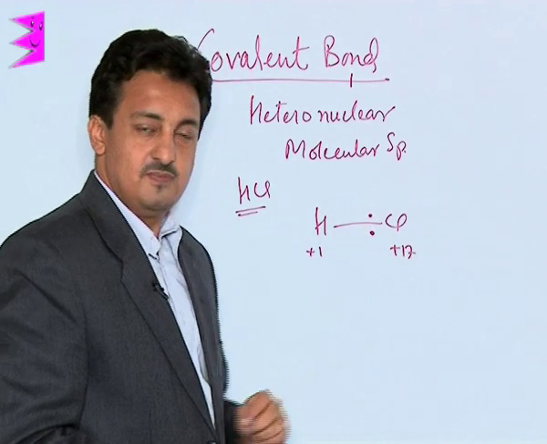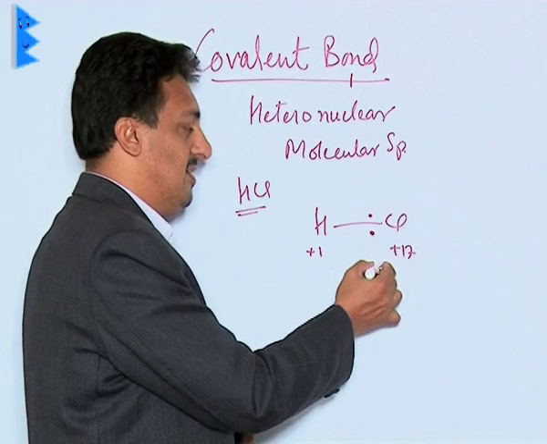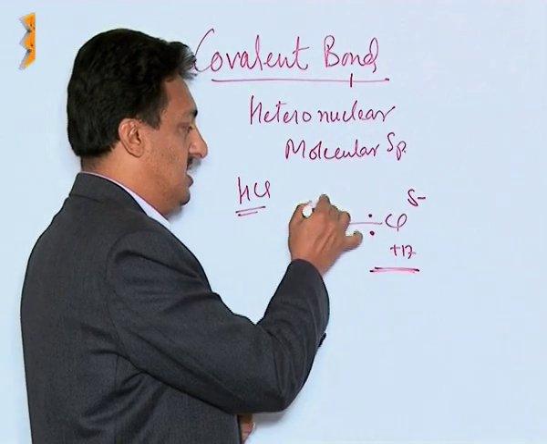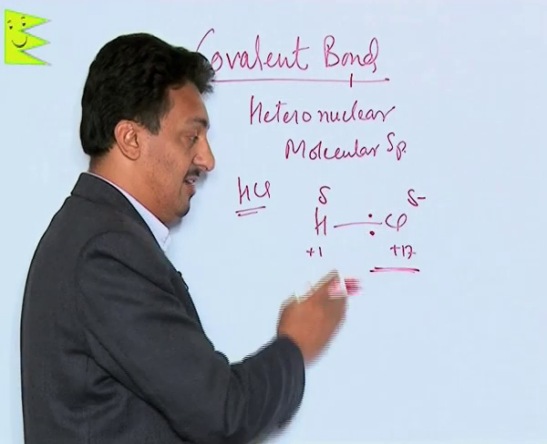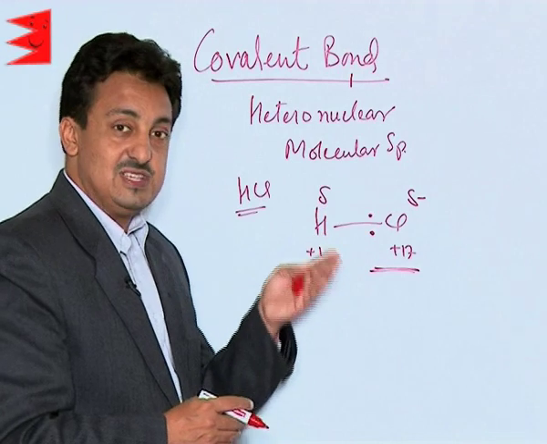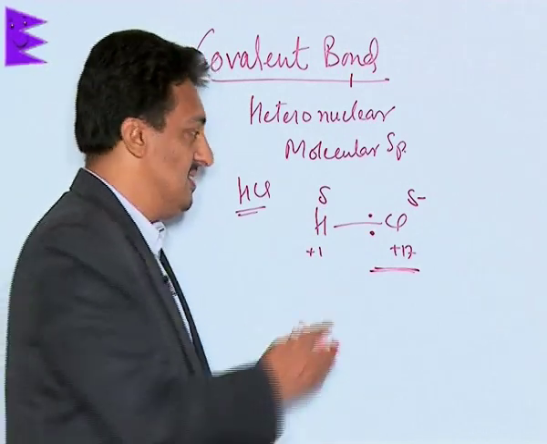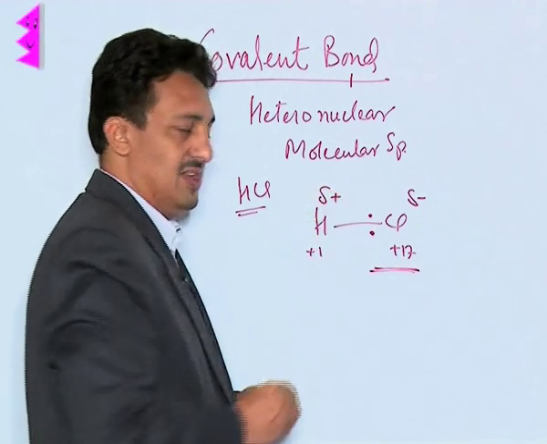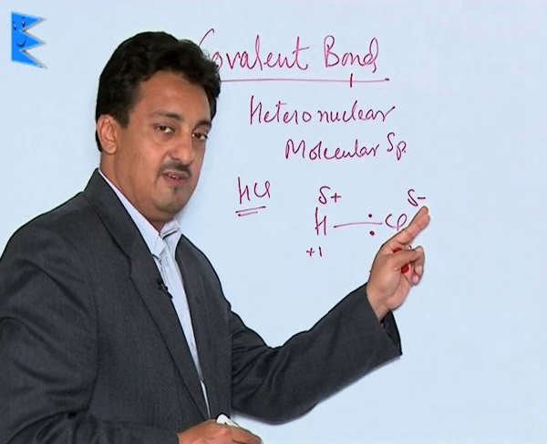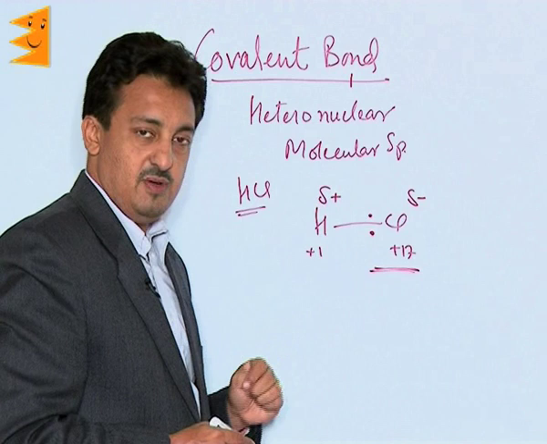The shared pair of electrons is more towards chlorine. So in such a case, electron density on the chlorine becomes high and it acquires a partial negative charge, and since the electrons of the hydrogen are also more towards chlorine, the hydrogen faces electron deficiency, electron density around hydrogen is less, so it acquires a partial positive charge. More electron density towards chlorine gives it a partial negative charge. Less electron density on hydrogen gives it a partial positive charge.